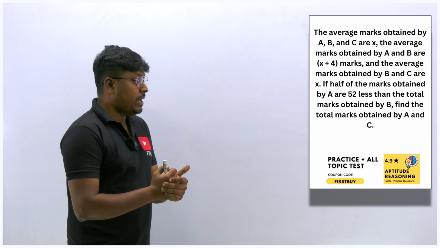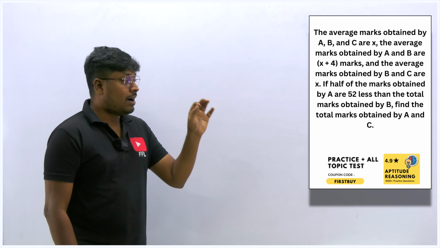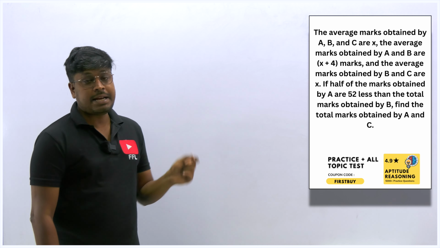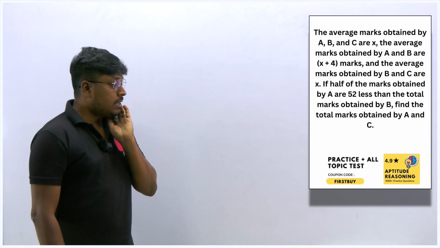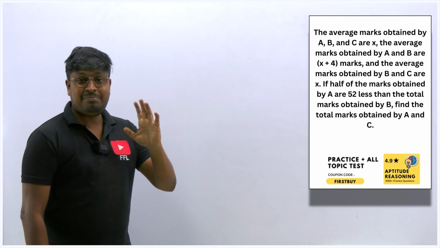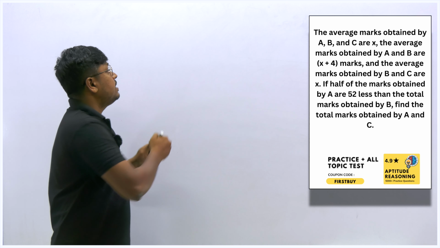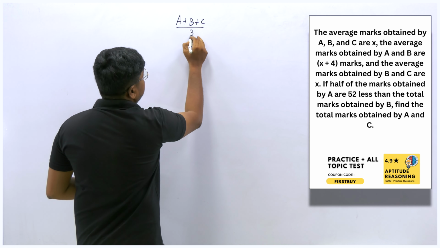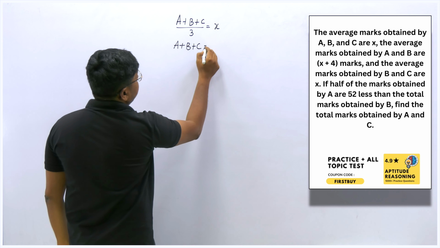So first, they have given one important clue to frame an equation: half of the mark obtained by A is 52 less than the mark obtained by B. That means the difference between the marks of A and B is 52. But let's first find the values of A, B and C, because they have given the average mark obtained by all three as X. So we can say that the average of A plus B plus C over 3 is equal to X, so the total A plus B plus C will be 3X.